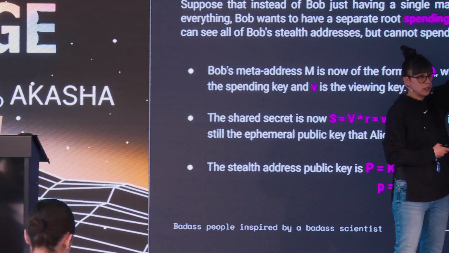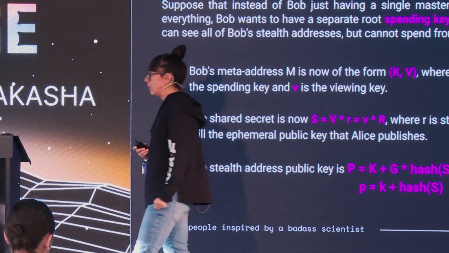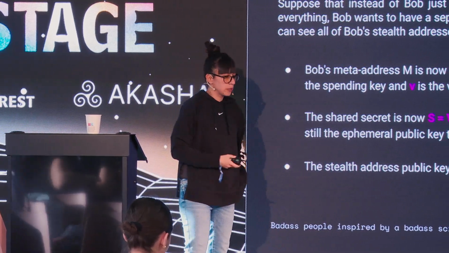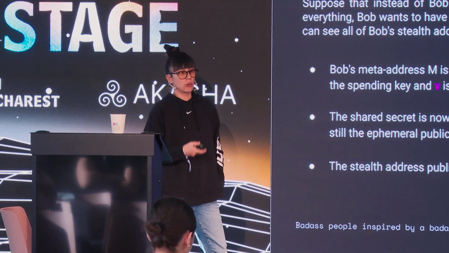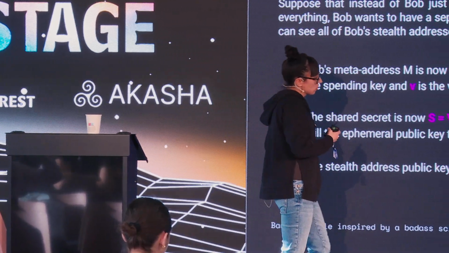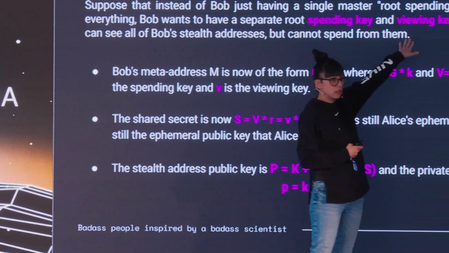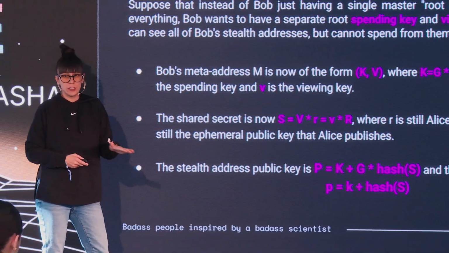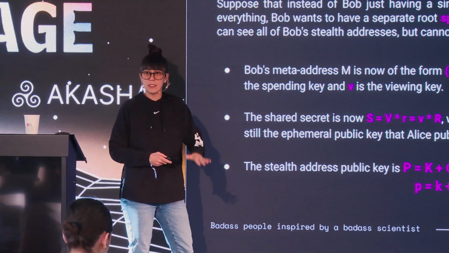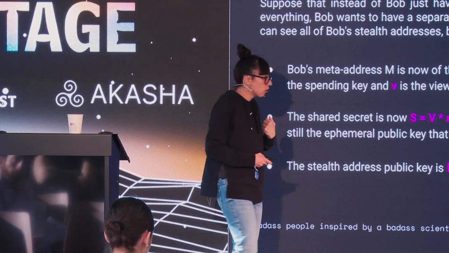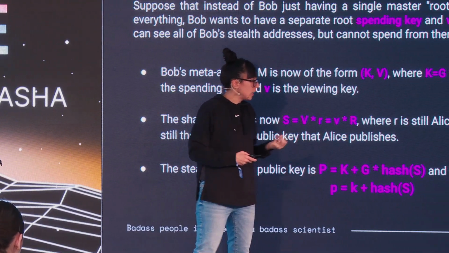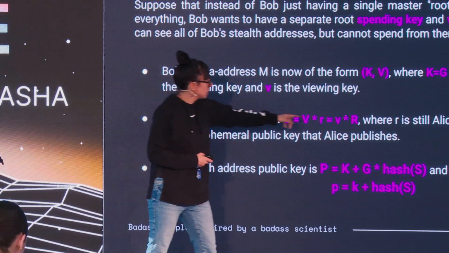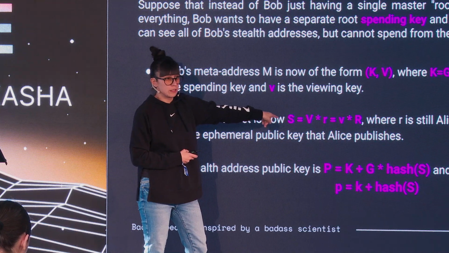So what is the viewing key? For example, if you have a tax inspector and you want to prove to your tax inspector that you pay all taxes for all your addresses, you can give this viewing key to your tax inspector, and he will be able to see all your stealth addresses, but he cannot control the assets from these addresses, okay? So in order that a person who has the viewing key can calculate the addresses, we need to include this little v in the calculation of the shared secret, okay?